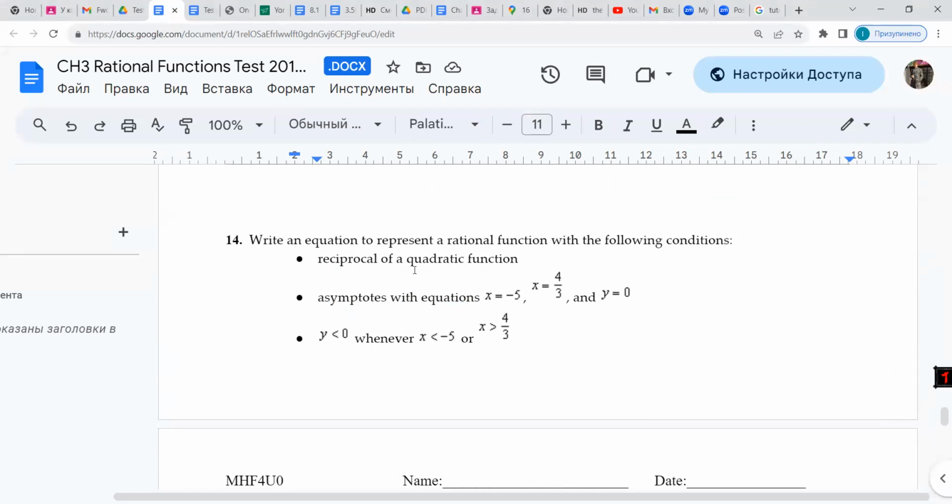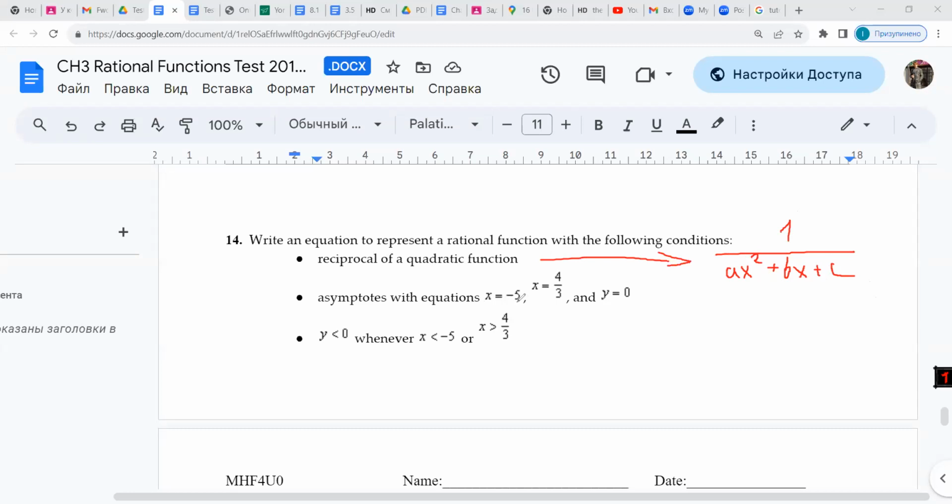I can help you with the first stage. Reciprocal of a quadratic function. So basically it implies that your initial function should be quadratic, like ax squared plus bx plus c, and its reciprocal would be 1 divided by ax squared plus bx plus c. This is the first stage.